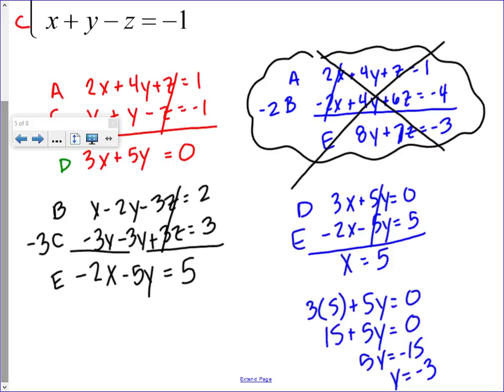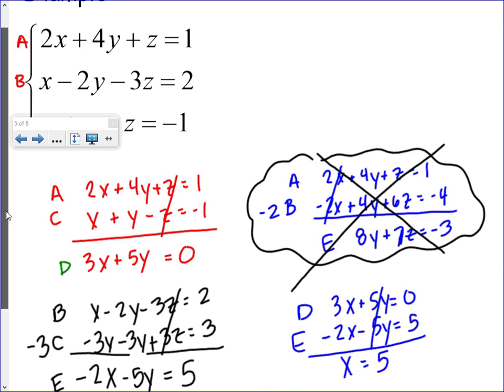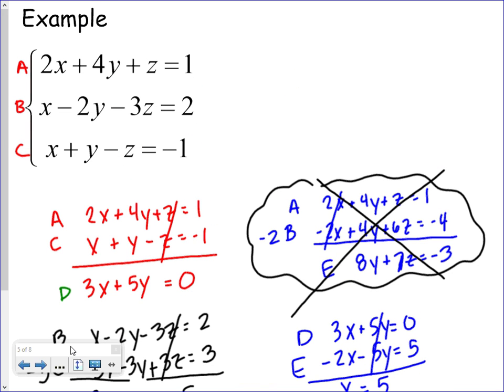Jordan, you're saying no, what else would I have to do? You still have to find z. Your answer now, because you have multivariable, is going to be an ordered triple. So you're going to take x is 5, y is negative 3, and you're going to plug it into any one of the original equations. And it wouldn't matter which one you plug into to solve.